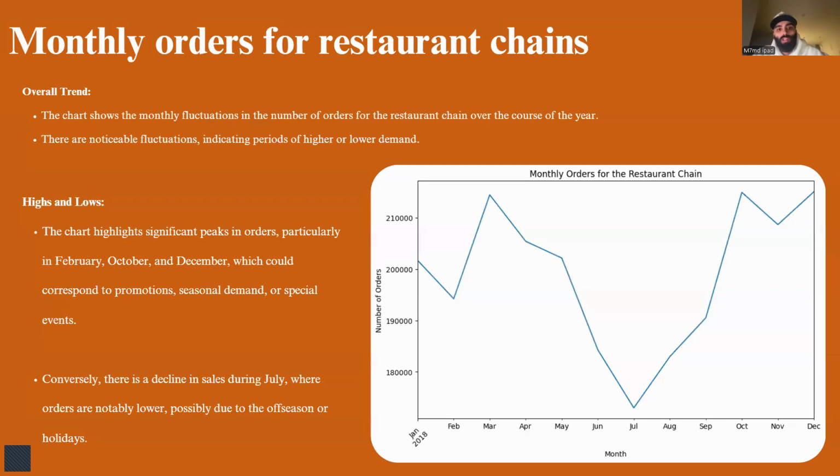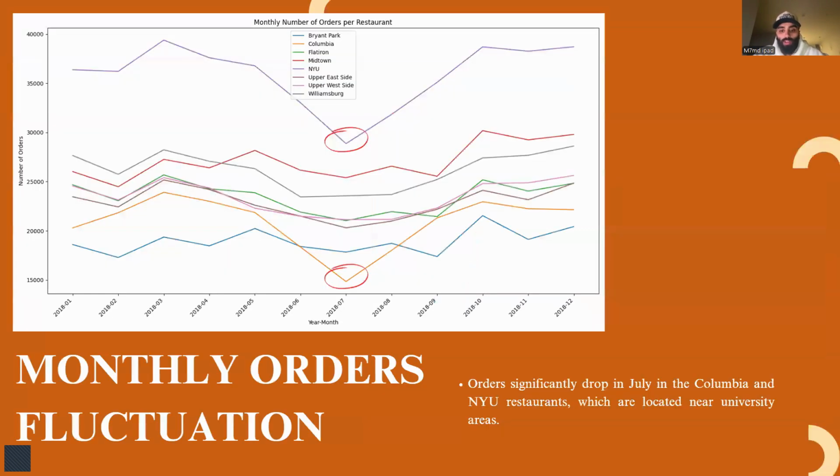Thank you, Sophia. Now, this chart shows the monthly orders. We see peaks in February, October, and December, likely due to promotions or seasonal demand. A dip in July suggests lower orders due to off-season or holidays. Now I'm going to give it to Fadlan.